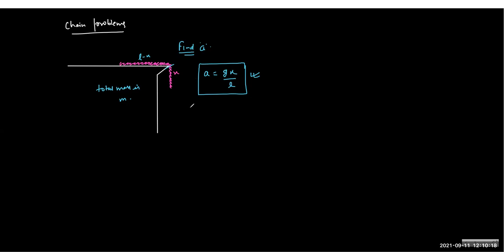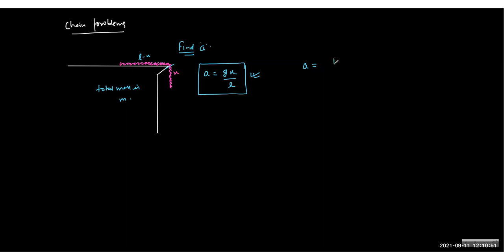Now, if you go back to the last slide of the last lecture, in which I talked about the system, I explained that if every part of the system is moving with the same magnitude of acceleration in the same sense, then we can directly solve the question by writing. For the chain problem, there's a very interesting way of writing.